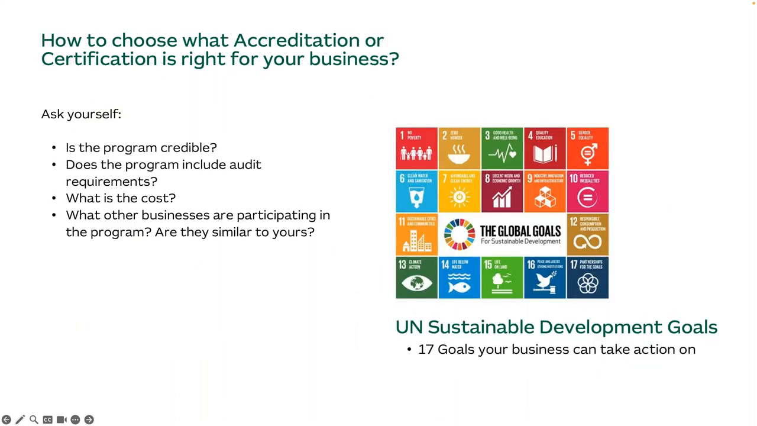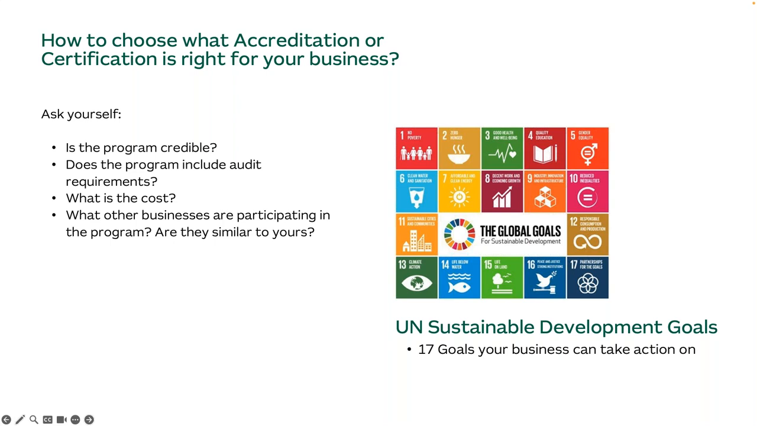To help choose a program that best meets your business needs, think about the following. Is your program credible? Is it reviewed regularly? Does it encourage continuous improvement and offer a holistic approach to sustainability? Does the program include audit requirements? So does it come back and ask you what you're doing and that continuous improvement too? And what is the cost? A real consideration. Are the costs one-off or ongoing? Does the cost represent good value for your business? Do you have the budget for that cost? Is that going to be one that you're going to go for? And then look at other businesses who are participating in the program. Are there lots of similar businesses to yours that are doing it too?